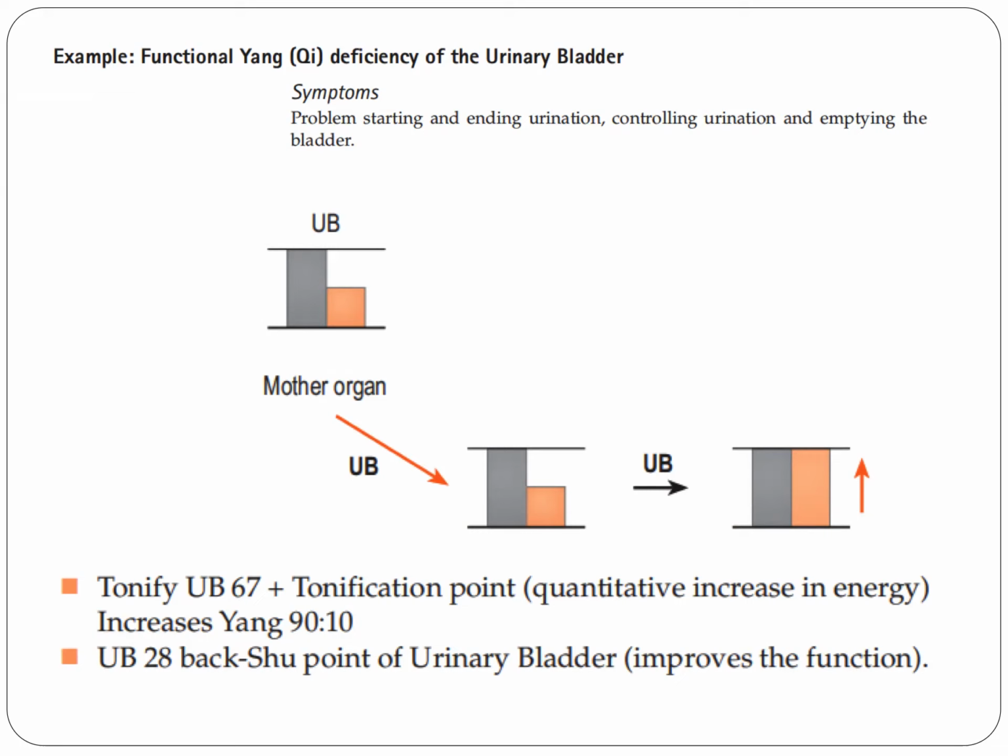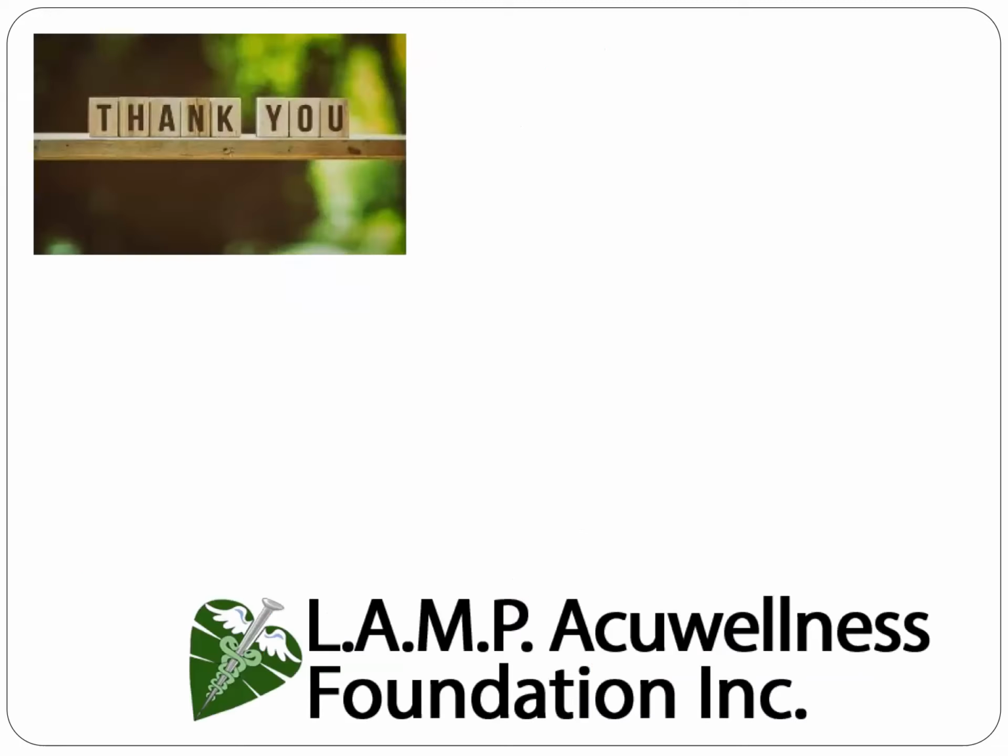So it increases the yang of the urinary bladder at the ratio of 90-10. Then we use the back shu point of the urinary bladder, which is bladder 28, to improve the function. So we increase the energy quantitatively and we also improve the function using the back shu.